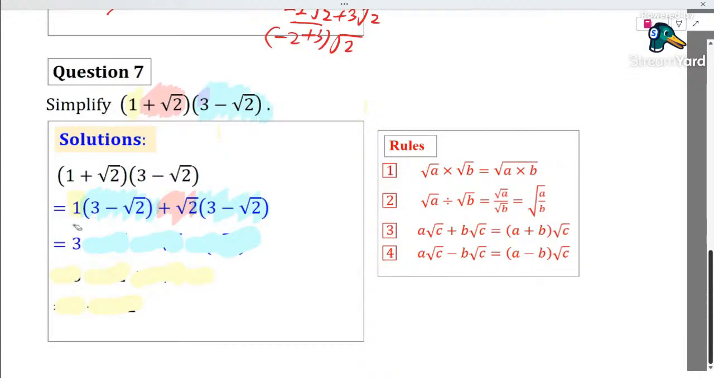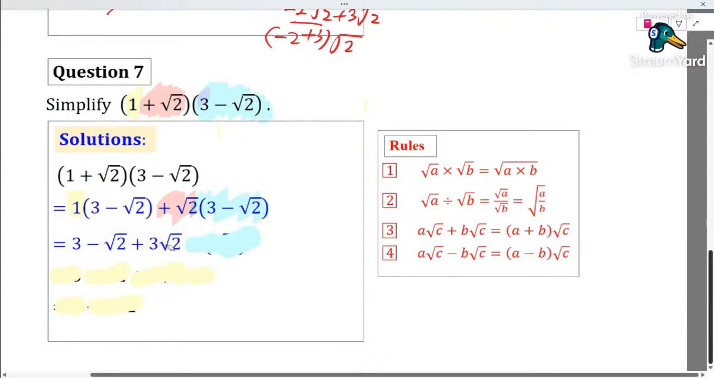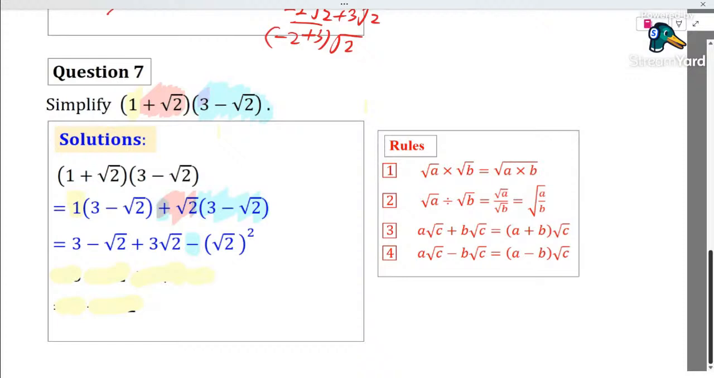We have the answer. 1 multiply 3, it will be 3. 1 multiply negative square root of 2, negative square root of 2. Similarly, square root of 2 multiply 3, I will have 3 square root of 2. Square root of 2 multiply square root of 2, I have square root of 2 squared. And please consider the sign, positive and negative, so I get negative.